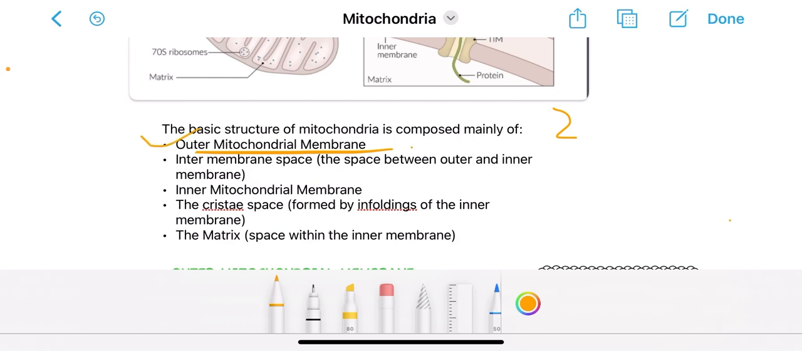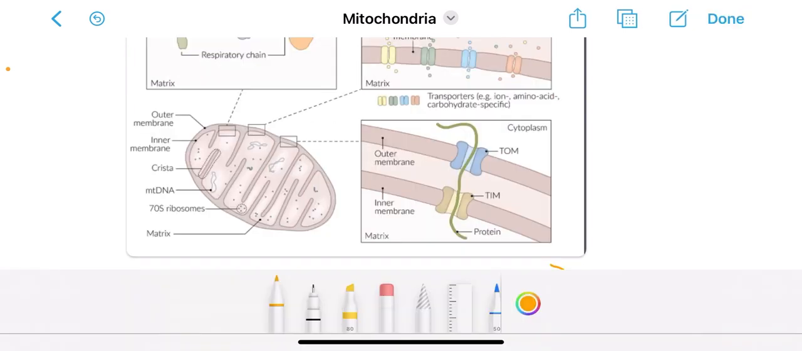Now comes the intermembrane space. The intermembrane space is the space between the outer and the inner mitochondrial membrane. As we can see in this diagram, this is the outer mitochondrial membrane and then comes the inner mitochondrial membrane. And in between these two membranes, there is a very small space, about some nanometers thick. This is the intermembrane space.